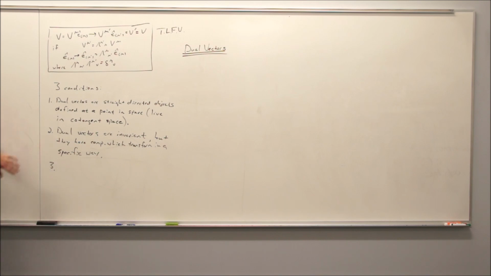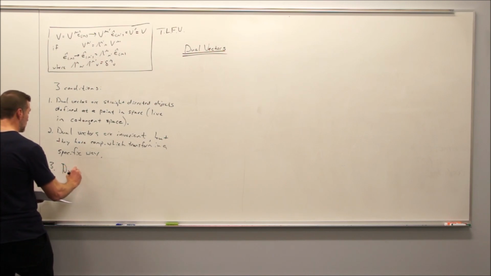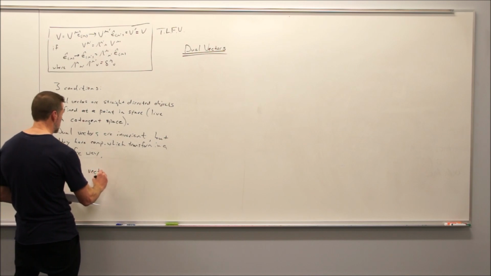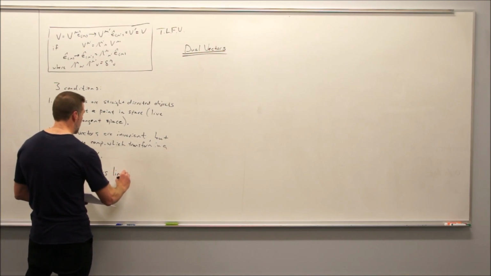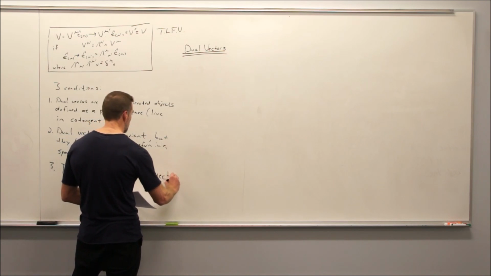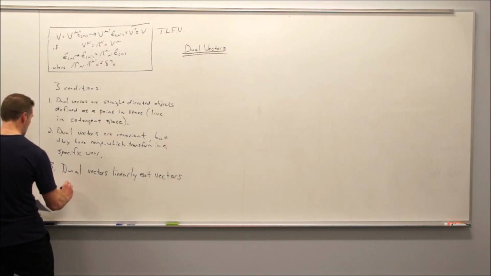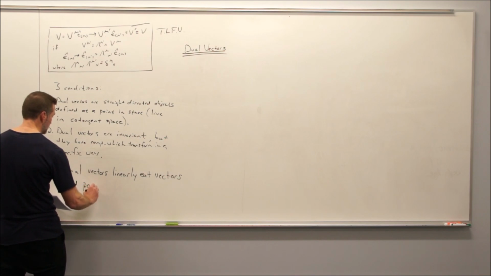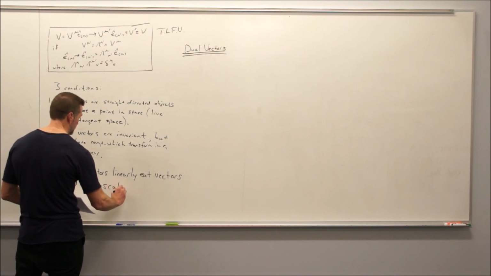But so far we don't have any connection between dual vectors and vectors. There's similarities, but we have no point of connection. The third condition is where we get our point of connection. Dual vectors linearly eat vectors and poop scalars. Incredible.